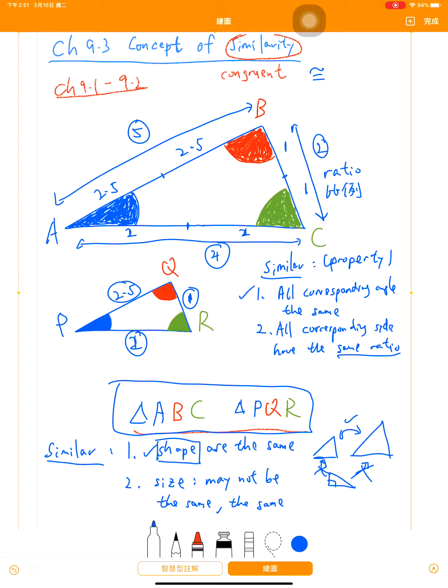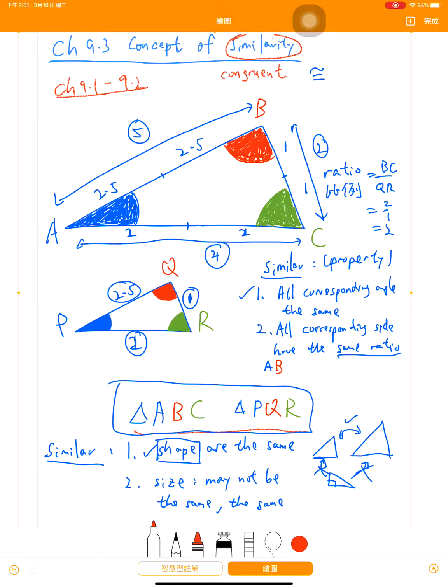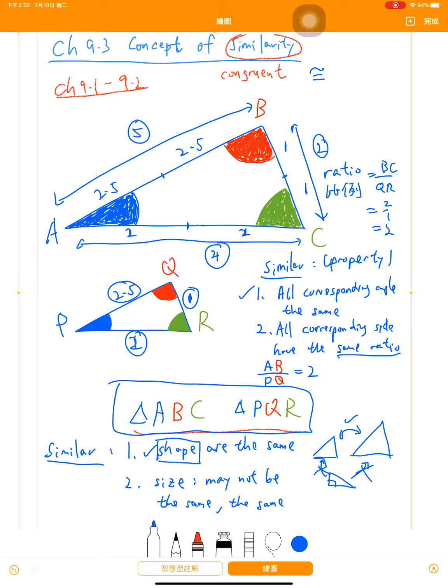That is, this time we can say, usually in ratio, 2 times, how can we get the ratio? BC divided by QR is equal to 2/1 is 2, right? So we can say AB divided by PQ is, you can see, 2, right? Because I gave you more. AB is 5, PQ is 2.5, so we have 2, right?